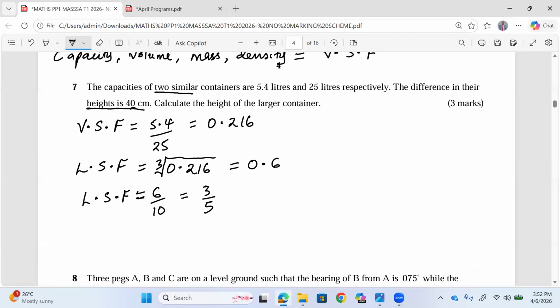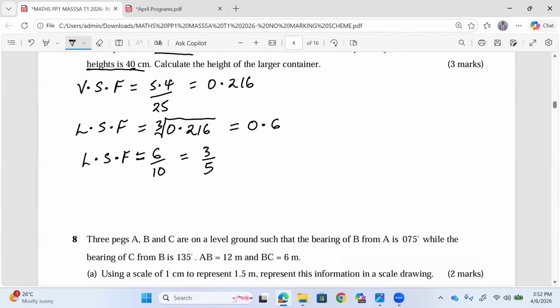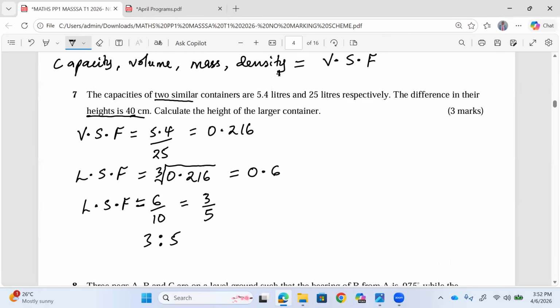Or otherwise, we can even use what we call ratios. We can convert this scale factor into a ratio statement such that the height of the smaller to the height of the larger is 3:5. I don't know whether we are together there. So the two heights are in this ratio, 3:5. Now there is a difference in their heights. That is what has been given, the difference in their heights.